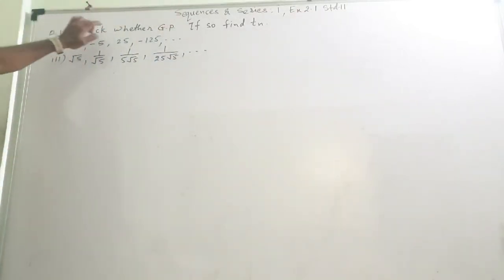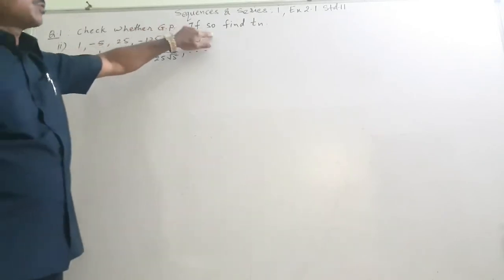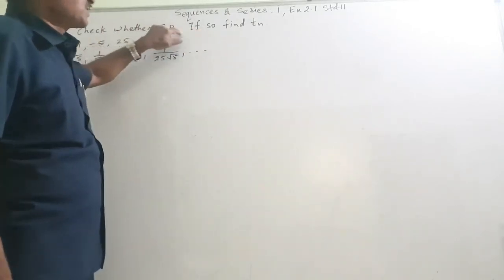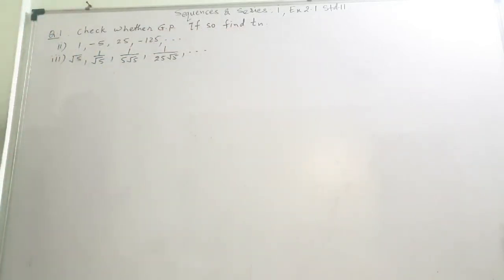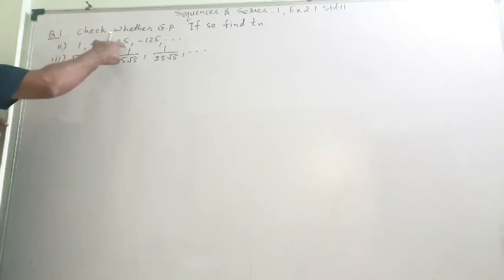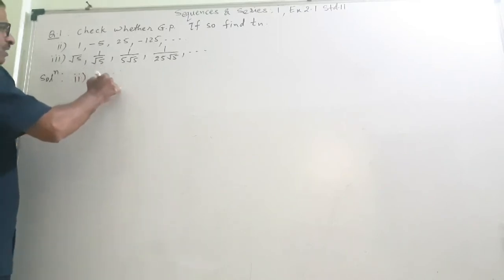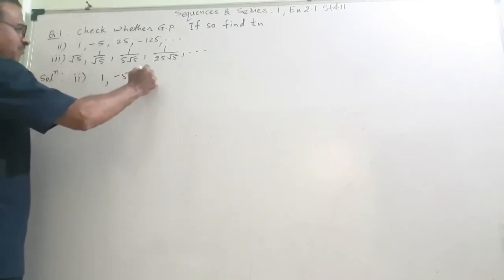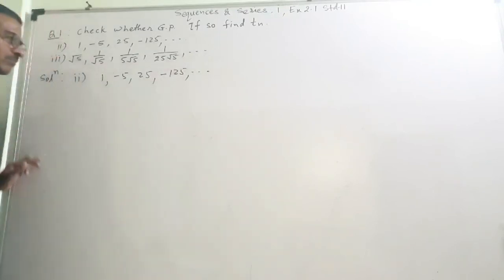Question number 1. Check whether the following are the GP or not. If so, means if they are the GPs, then find Tn. So two questions I have selected from this. The first one is 1, minus 5, 25, minus 125 and so on. Solutions I will write here.